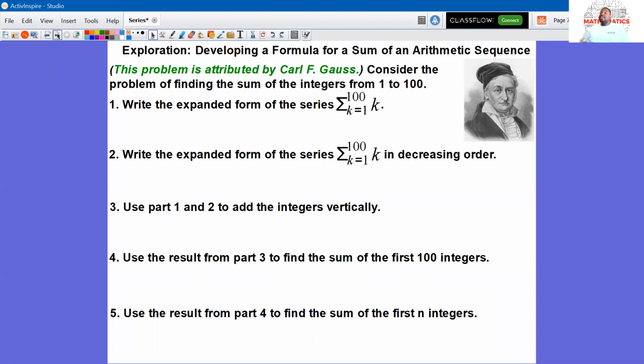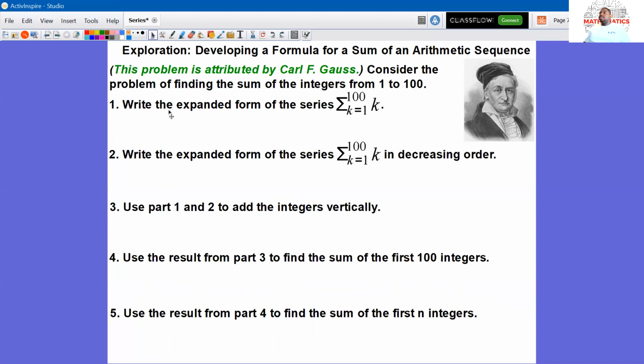Now I want to motivate the next part of this lesson with this exploration, which is called developing a formula for a sum of an arithmetic sequence. And so this person over here you see on the right, his name is Carl F. Gauss. Okay, so this problem was attributed to him. And what it says here is consider the problem of finding the sum of the integers from 1 to 100.